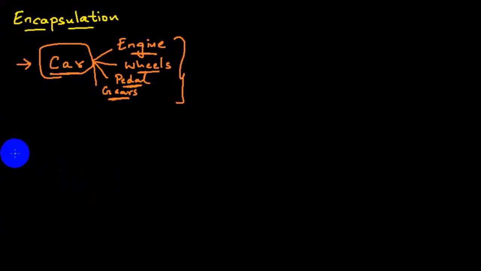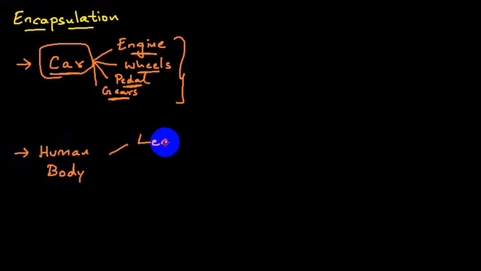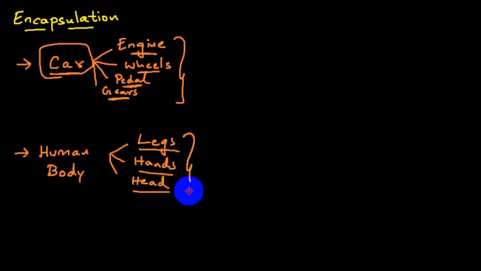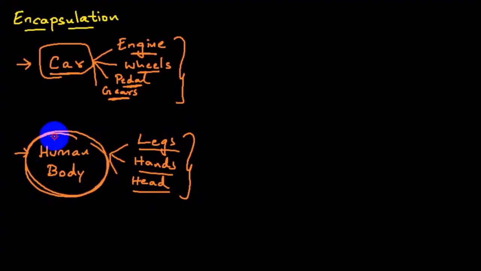Similarly, I'll give you one more quick example. When you talk about the human body, when do I call it a human body? Legs are separate, hands are separate, head is a separate entity. So what did you understand? Only when I combine everything together, put them together, we call it a human body. So encapsulation is nothing but binding or grouping everything together in a single entity.